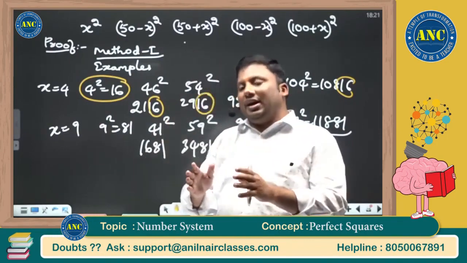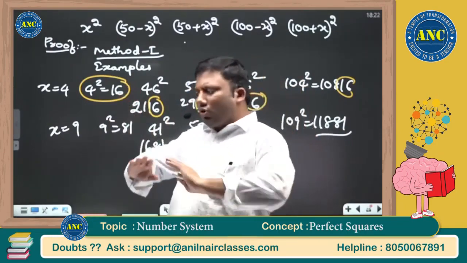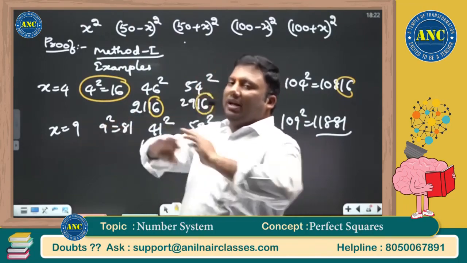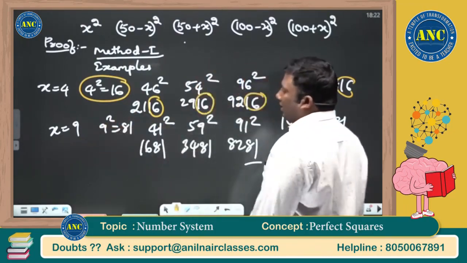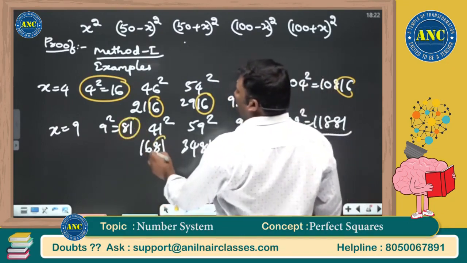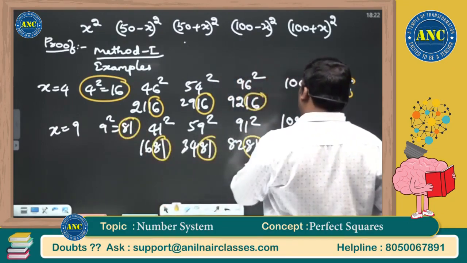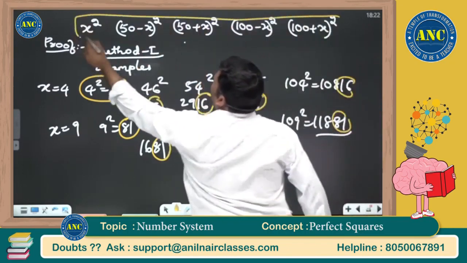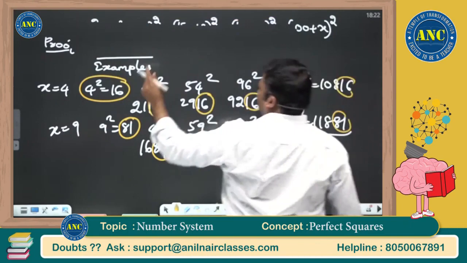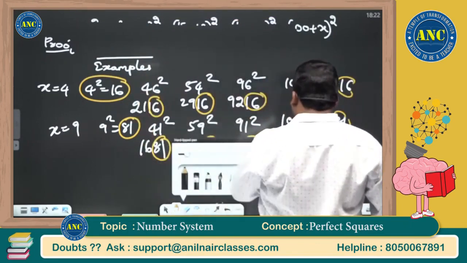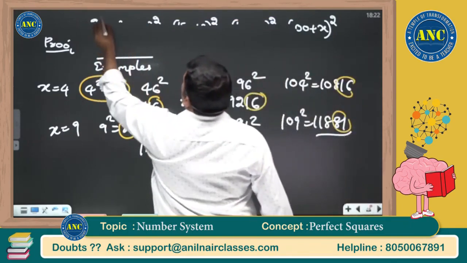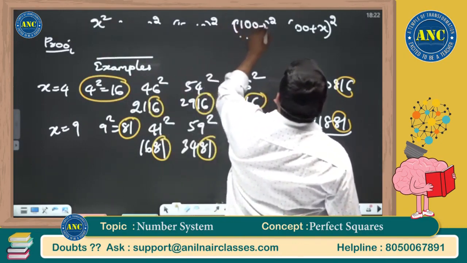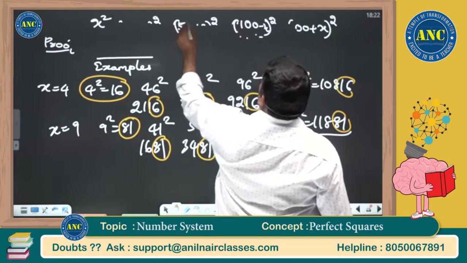Not only 50 and 100, any multiple of 50. It could be plus 50, minus 50, plus 100, minus 100, plus 150, minus 150. Like that you can take x equal to 9. 9 square, 81. 81, 81, 81. These numbers: x square, 50 plus x whole square, 100 minus x, 50 minus x.